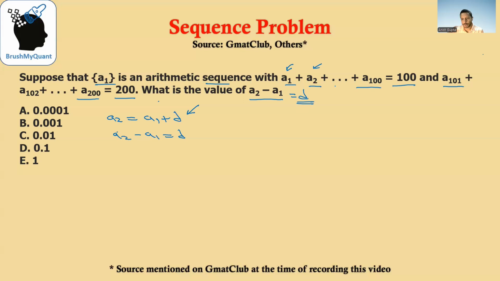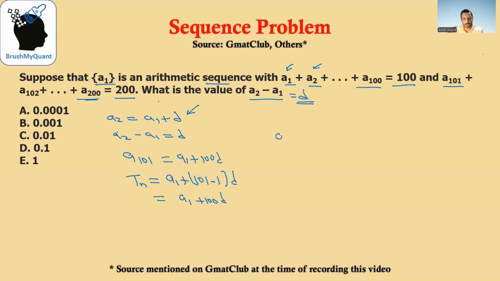Now let's see what we have. A1 plus A2 all the way till A100 is equal to 100, and A101 plus A102 all the way till A200 is equal to 200. If we try to find the value of A101 using the formula for the nth term of an arithmetic series, Tn is equal to the first term plus n minus 1, so 101 minus 1, multiplied by the common difference. So this will be equal to A1 plus 100D. So A101 can be written as A1 plus 100D.